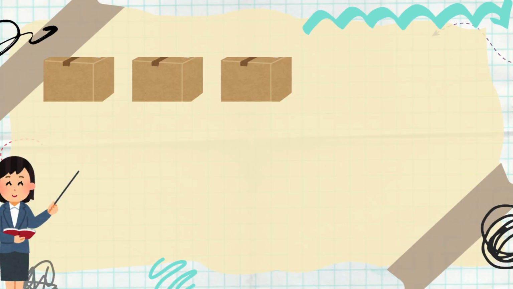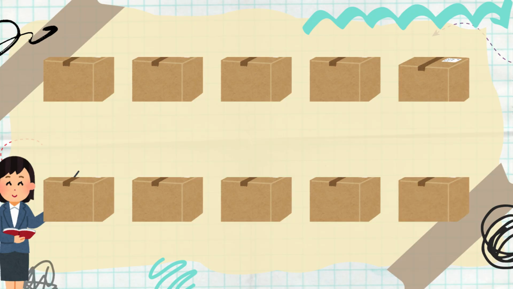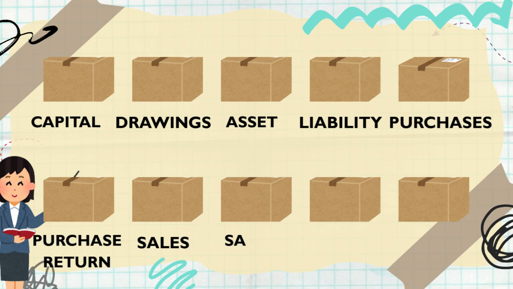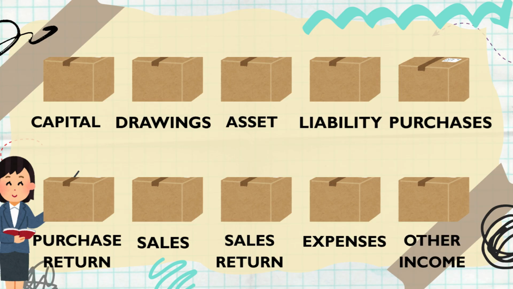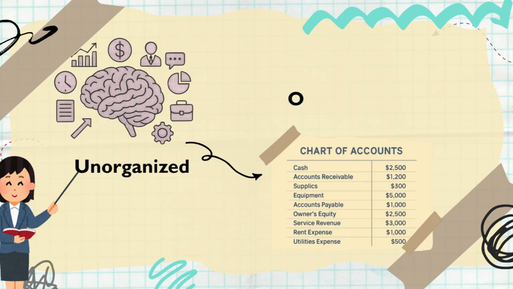Now, let's open those 10 boxes and identify them according to the activities they record. These accounting heads are capital, drawings, assets, liabilities, purchases, purchase returns, sales, sales returns, expenses, other income. Each of these accounting heads is responsible for recording a specific type of business transaction. Together, they help us organize and maintain the financial records of a business in a systematic way.